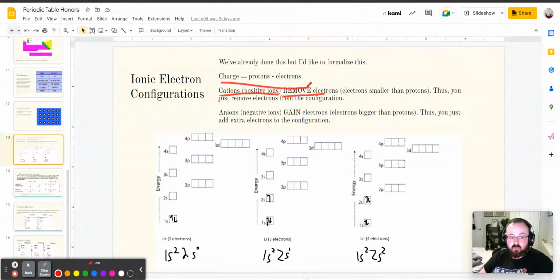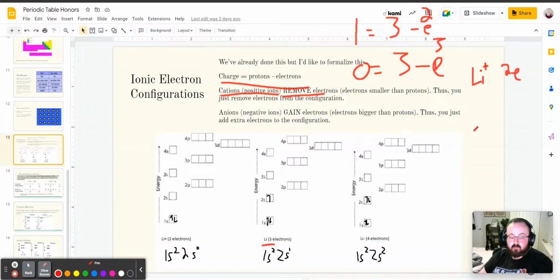So we take our protons minus our electrons, and we'll use lithium here as an example. If lithium has 3 protons and the charge is 0, our electrons would just be 3 minus 3. It'll be 3 electrons. However, if our charge is positive, our protons are still 3, but now 3 minus our electrons would be 2. So lithium plus has 2 electrons.